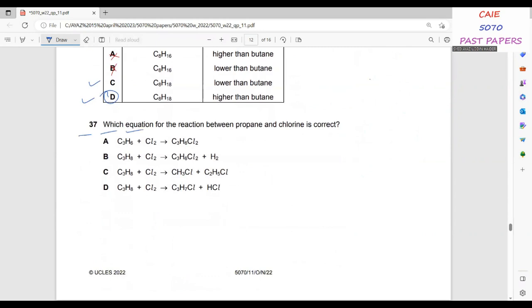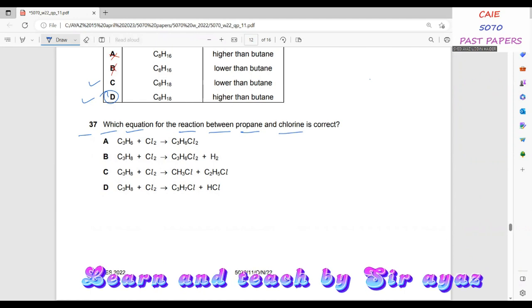37. Which equation for the reaction between propane and chlorine is correct? Propane and chlorine react in ultraviolet light and undergo a substitution reaction.